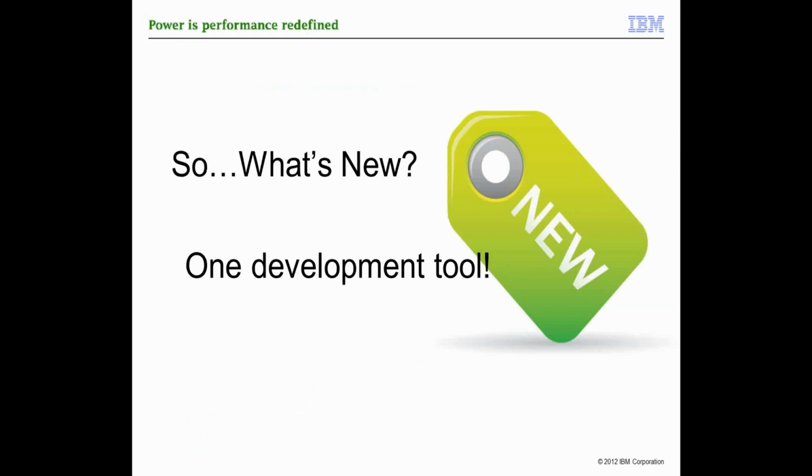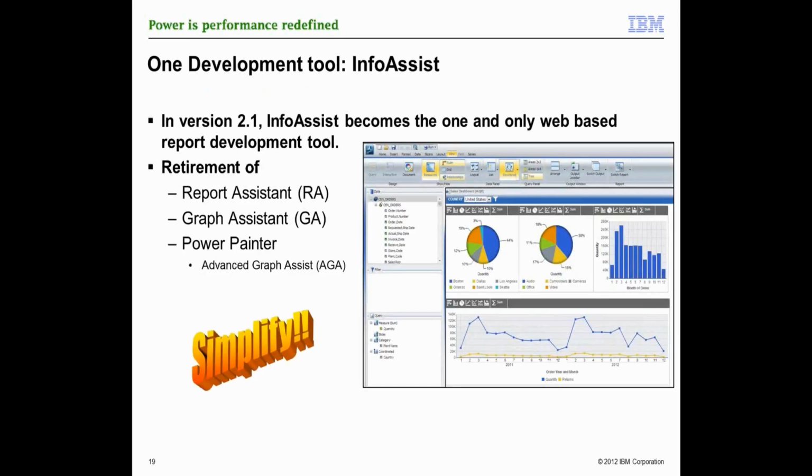Probably one of the most significant enhancements in 2.1 was our consolidation of our various development tools. And this follows the theme of simplification. We really wanted to simplify things, both for our customers, because now they only had to learn one tool to use, and our support and development teams, because now they only have to focus and support a single development tool. We had separate teams for our Report Assistant, Graph Assistant, and Power Painter tools, so now we can consolidate those into a single programming team and be a lot more efficient.